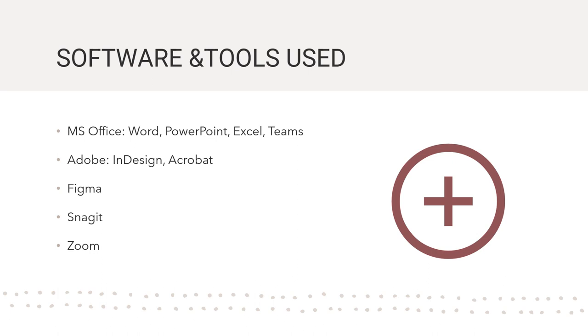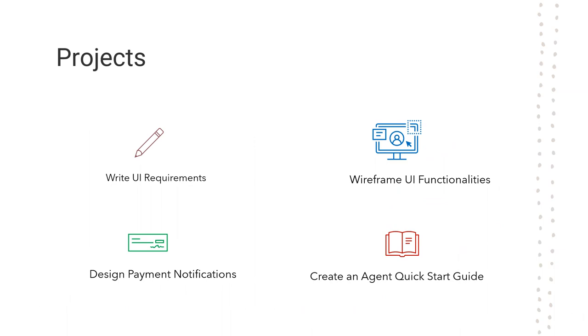Figma was a new platform I had to learn for this job to design my UI platforms. Snagit is like a snipping tool that I also had to learn on the go, but it was easy. That's used mostly to take screenshots. And Zoom for some of the meetings if the person conducting the meeting doesn't like to do it on Teams. So those are the softwares and tools I mostly use for my job.